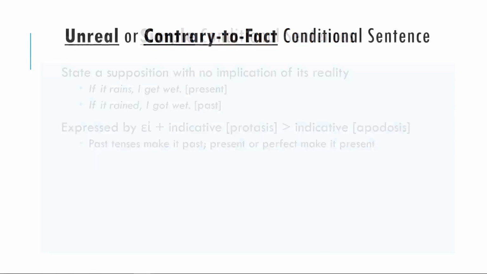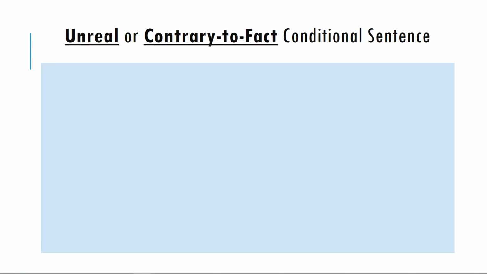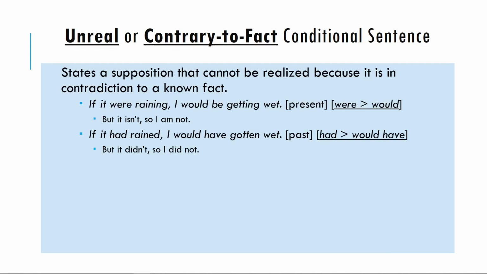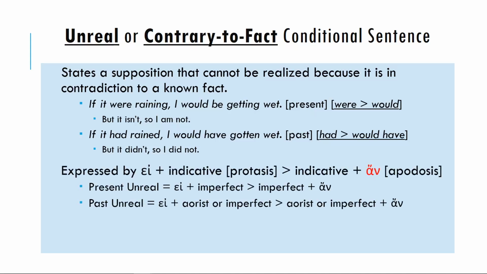There are also things called unreal or contrary to fact conditionals, which state a supposition that cannot be realized because it's not true. We know it's not true. So if it were raining, I would be getting wet. So it's stating a reality in one sense, but it's actually contrary to a known fact. This is expressed the same way as the simple, except that you add the word an to the apodosis. So again, ei plus the indicative plus an.